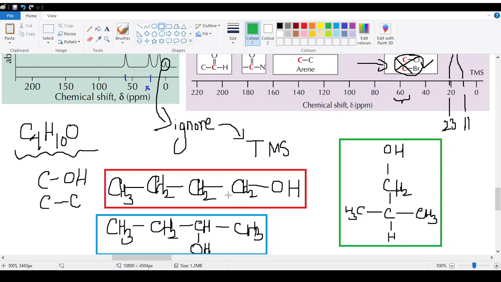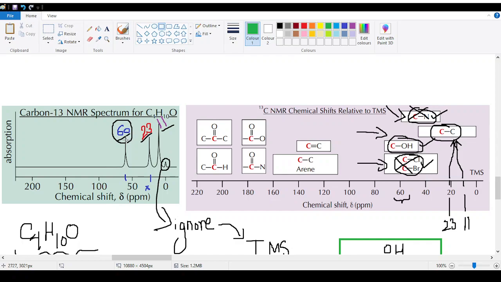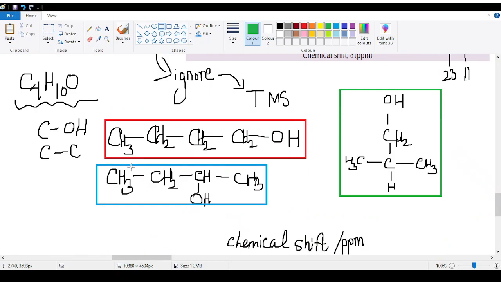Which one is correct? Now, from the graph, how many different chemical environments did we get, or how many different peaks? Ignoring the peak at 0, three obviously. Three different peaks. So there must be 3 different chemical environments. Now, consider the green structure.